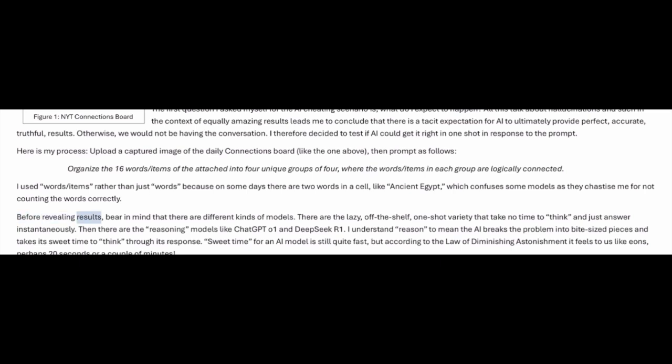Before revealing results, bear in mind that there are different kinds of models. There are the lazy, off-the-shelf, one-shot variety that take no time to think and just answer instantaneously. Then there are the reasoning models like ChatGPT-o1 and DeepSeek R1. I understand reason to mean the AI breaks the problem into bite-sized pieces and takes its sweet time to think through its response. Sweet time for an AI model is still quite fast, but according to the law of diminishing astonishment, it feels to us like eons, perhaps 20 seconds or a couple of minutes.